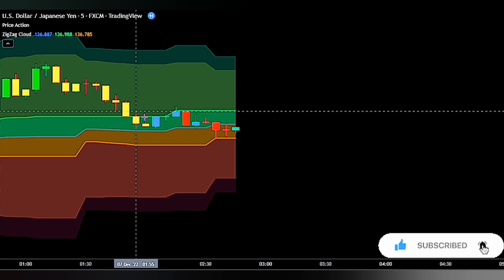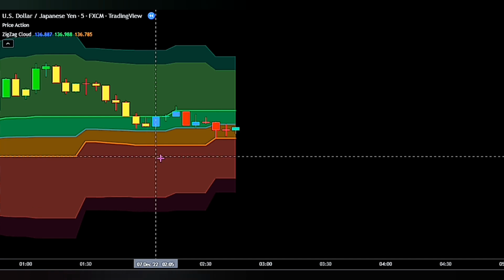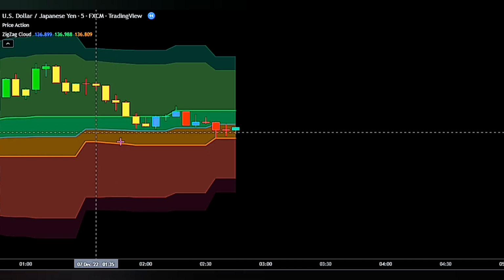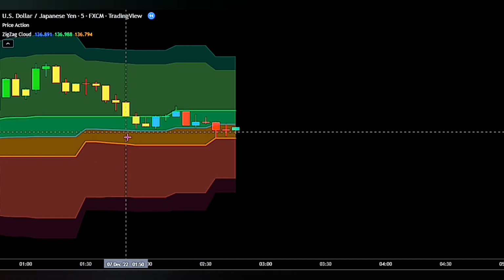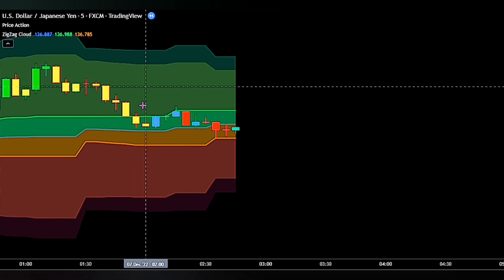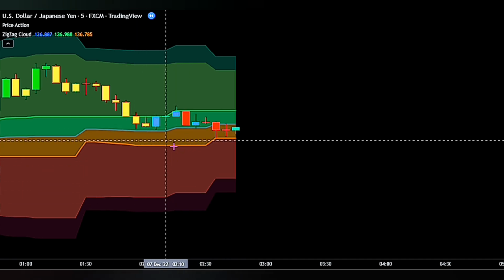Now, before we move on, the shaded colored parts on the screen are the cloud. But we would only focus on the lines on this cloud. These three lines would determine if we should go long or short. From the middle moving average up are bullish levels, and are mostly green like the cloud, while from the middle moving average down are bearish levels.